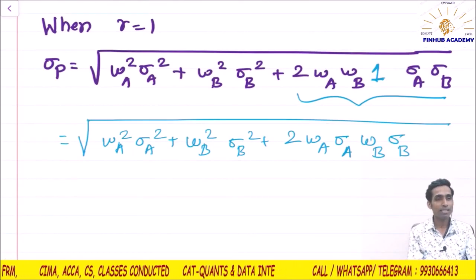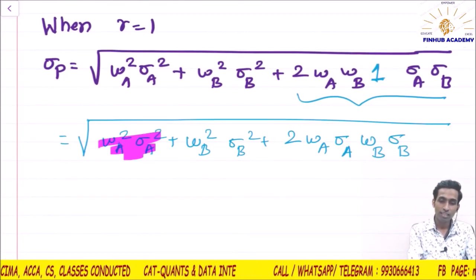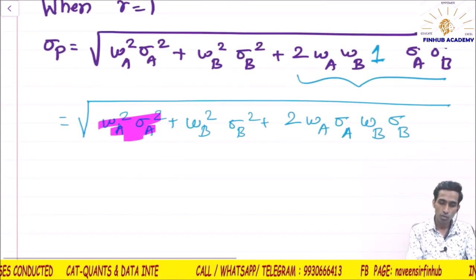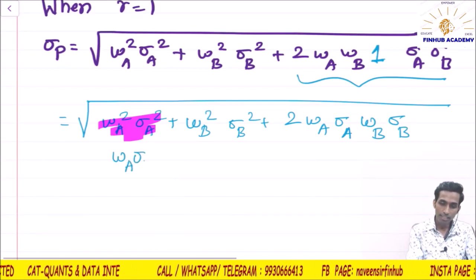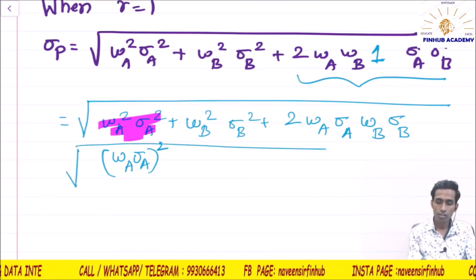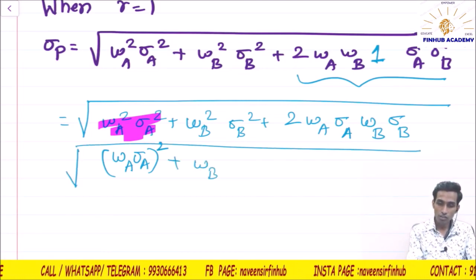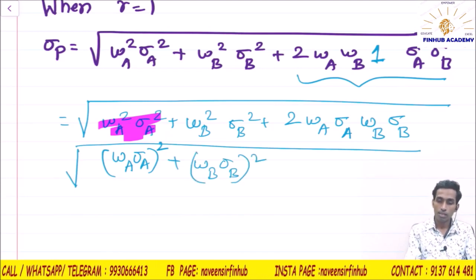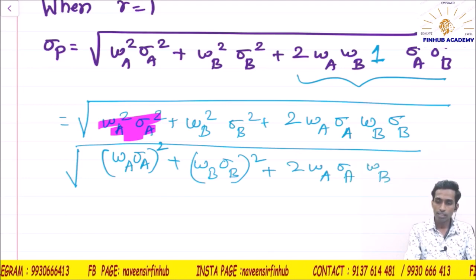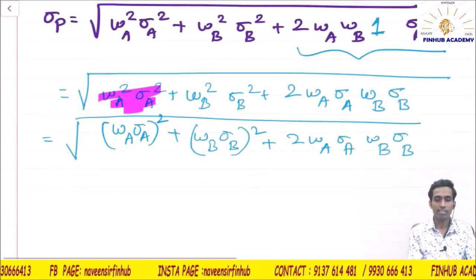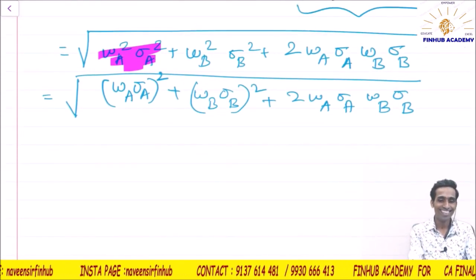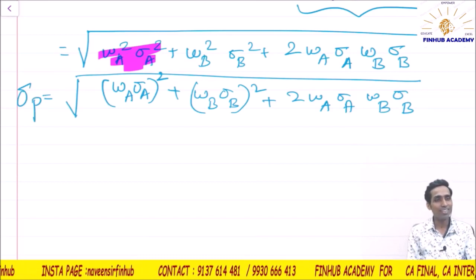Speed is what matters. In 4th standard we studied this. See, therefore they made us study all these things. 4th standard maths was there, no? Weight of A, standard deviation of A, the whole square. Can I write it like this? Yes, why can't I? Understood? This can be written as weight of B, standard deviation of B, the whole square, plus 2 into weight of A into standard deviation of A, weight of B into standard deviation of B. Okay. This is the formula of what? Addition of portfolio. Don't forget that.